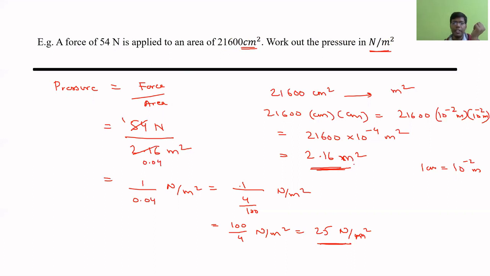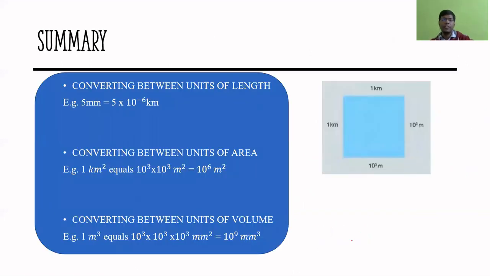So after finding the area in meter square, we just divided the force by the area, and then we got 25 Newton per meter square. Okay, so that's a simple thing which we have discussed in today's session. That is conversion of units of length.